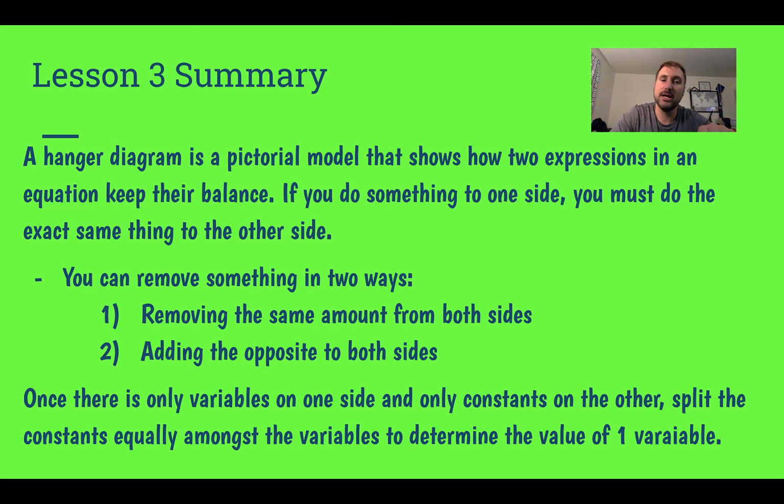If we had a +1 on one side and a +1 on the other, we could just take them away. Or you could add the opposite to both sides. If we had that -1, we could add a +1 to both sides, and that would help cancel out by making 0. Once we removed everything that we could from both sides, we should have been left with a variable on one side and a constant on the other. Then we just split the constants equally amongst how many variables there were. That will help us determine how much each variable was worth.